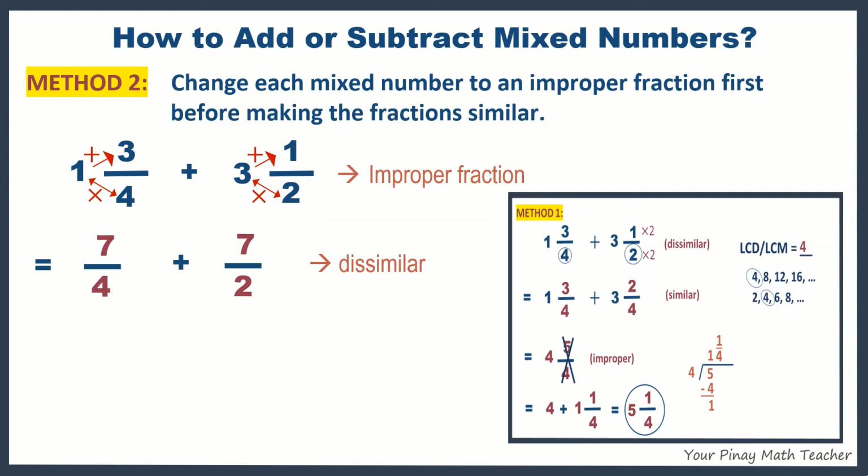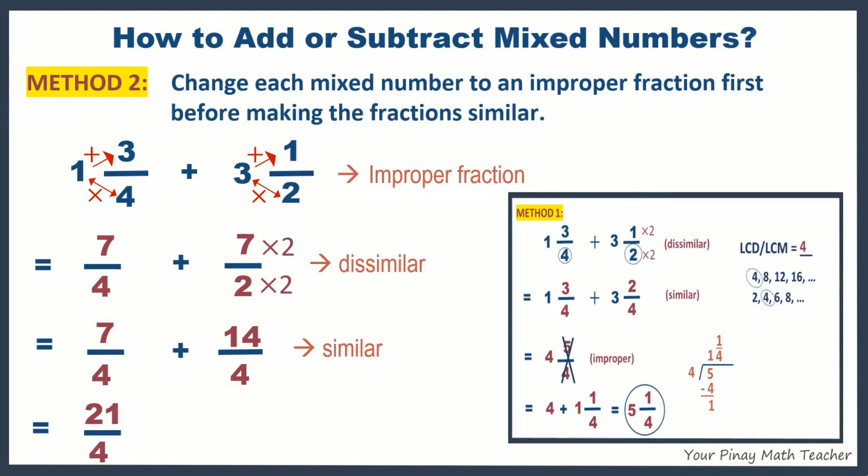Since the fractions are dissimilar, we have to change them to similar. In our solution on the right, we have the LCD of 4. So since in 7/4 the denominator is already 4, we don't need to do anything with this fraction. But in 7/2, we need to multiply 2 by 2 to get 4, and so with 7. So we get 7/4 plus 14/4. Now that they are similar, we can add them. So we get a sum of 21 over 4.